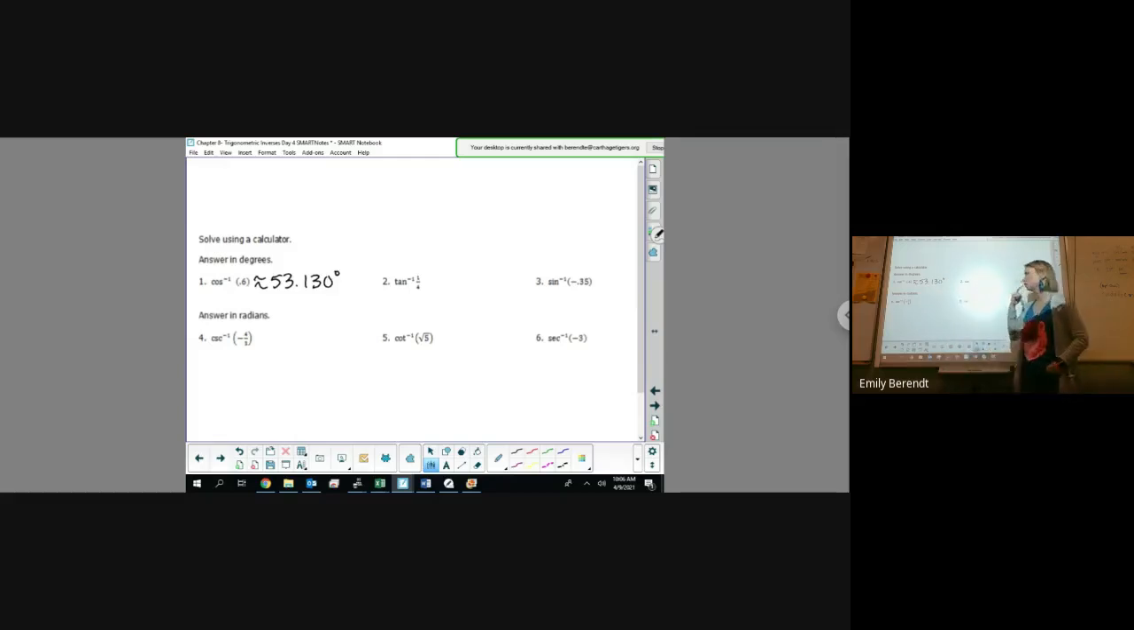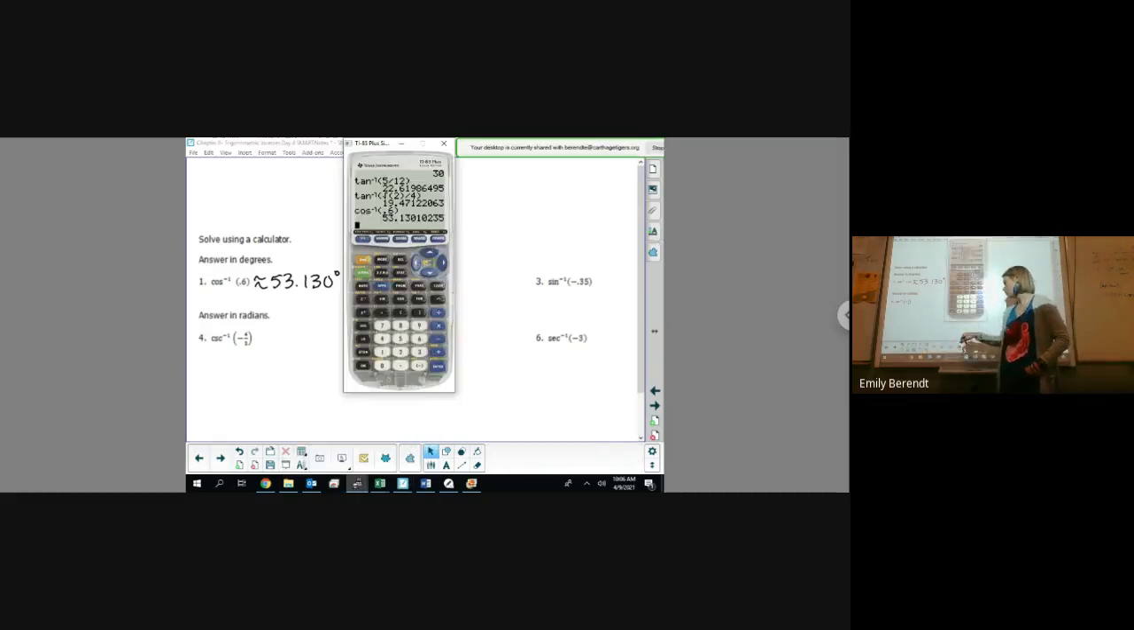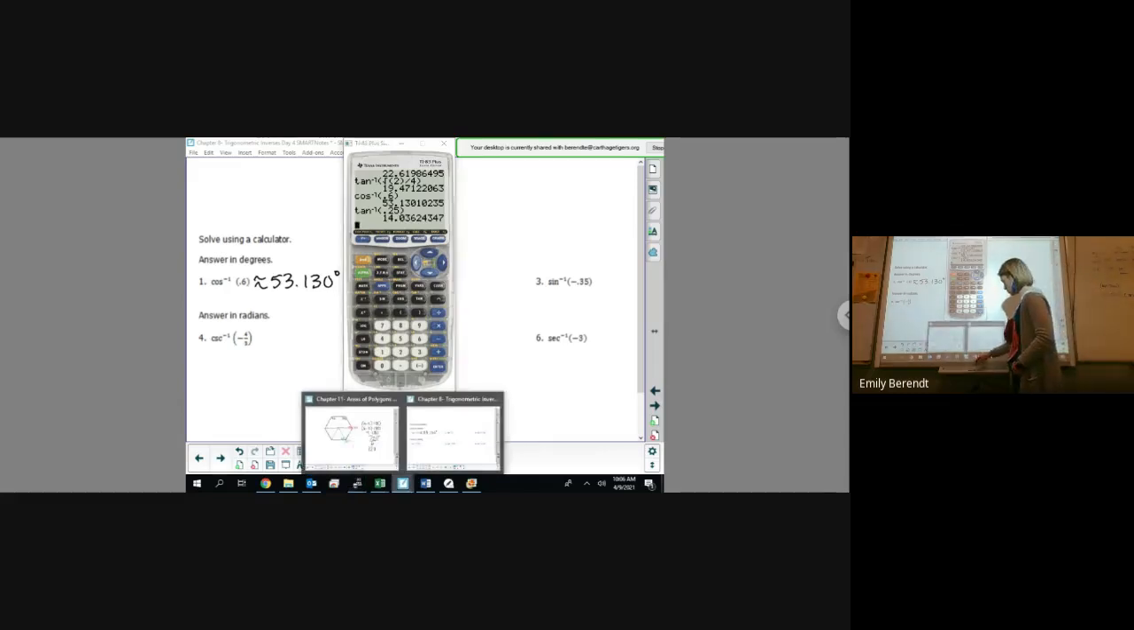All right, number 2, inverse tangent of a fourth. So notice that you have inverse tangent. Your ratio is positive. Your calculator should search and return to you an angle from quadrant 1 between 0 and 90. So second tangent of a fourth, we get 14.036 degrees.